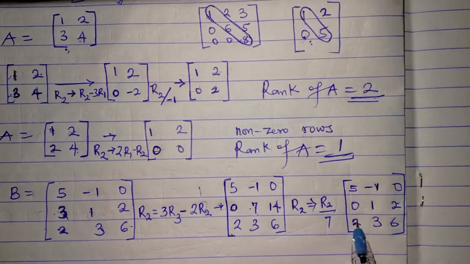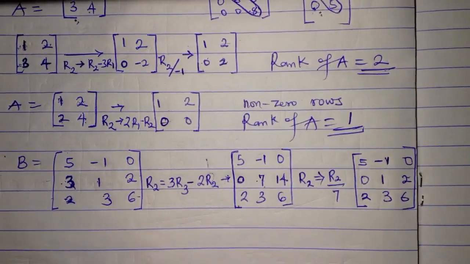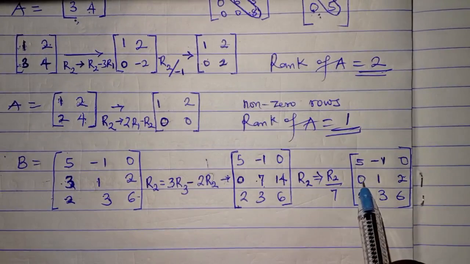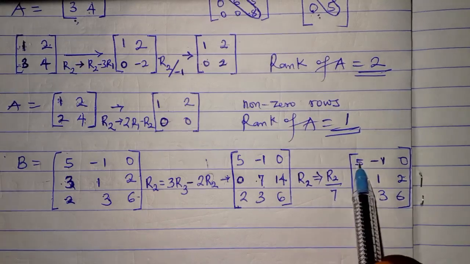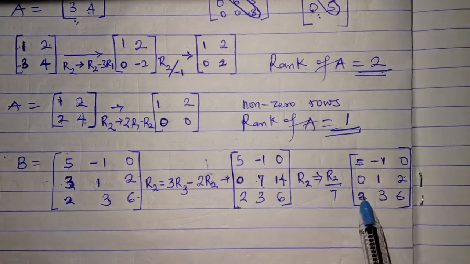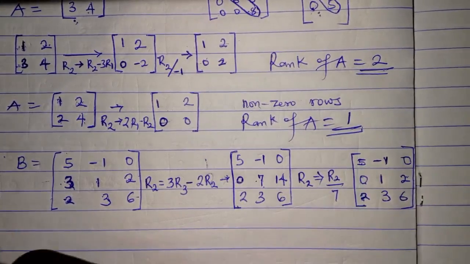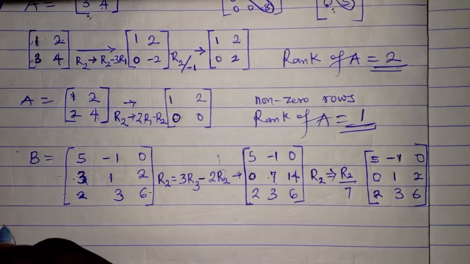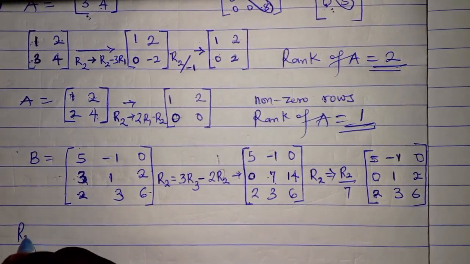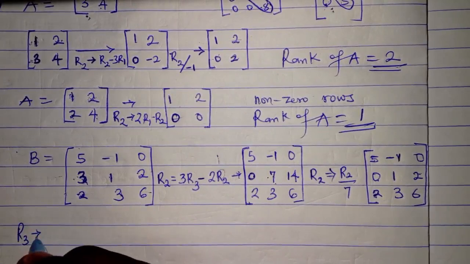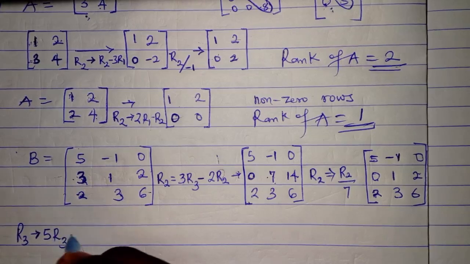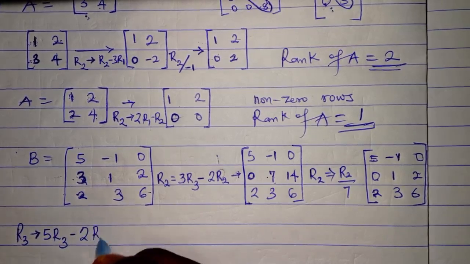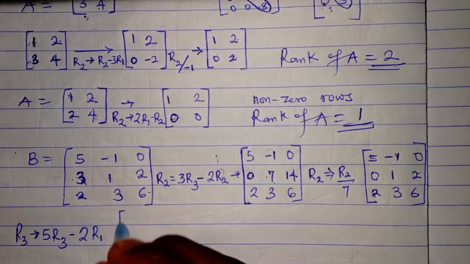The next thing is to make this one 0. So to make this one 0, see what I'm going to do now. I cannot work with row 2. I'm going to work with row 1 and row 3. If I multiply this by 2, that will be 10. Multiply this by 5, that will be 10. 10 minus 10 is 0. So the new row 3 is obtained by performing the operation 5 row 3 minus 2 row 1. See what I will get.